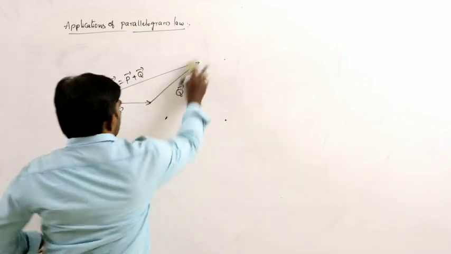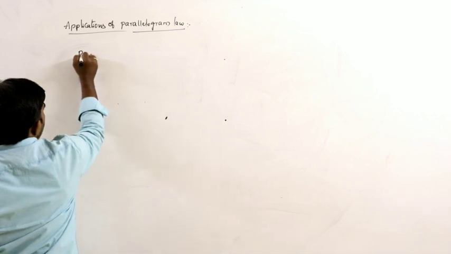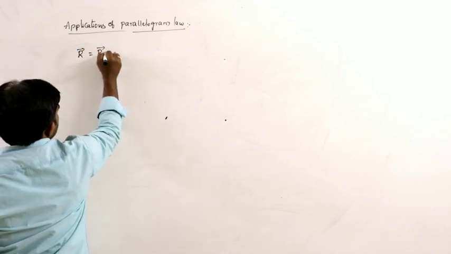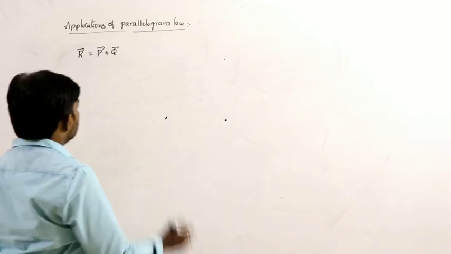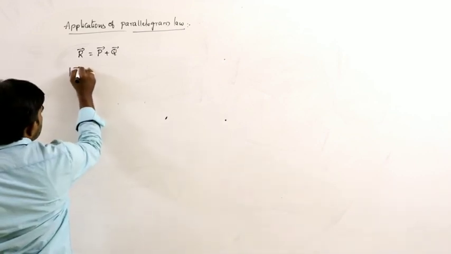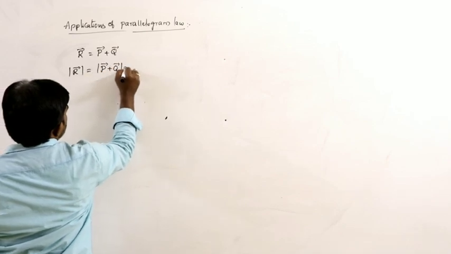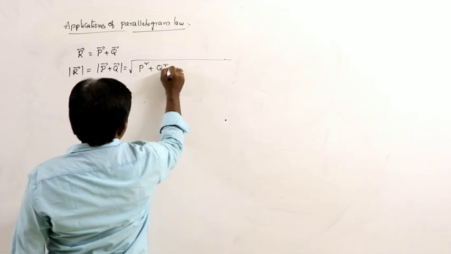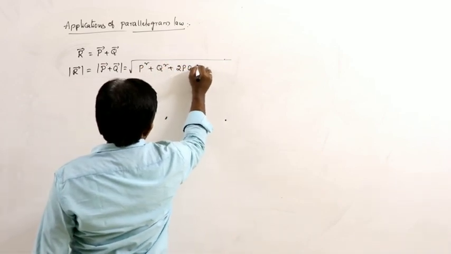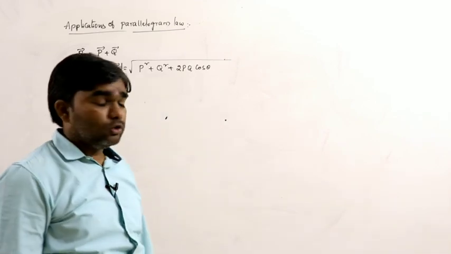So now here, if r bar is equal to p bar plus q bar, then the magnitude of r bar is equal to the magnitude of p bar plus q bar. So that is equal to what we derived, the relation: under root p square plus q square plus 2pq cos theta.